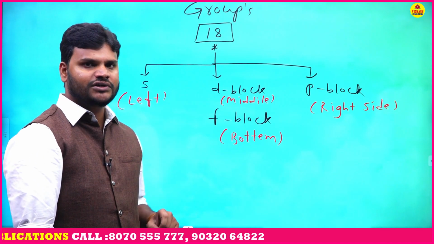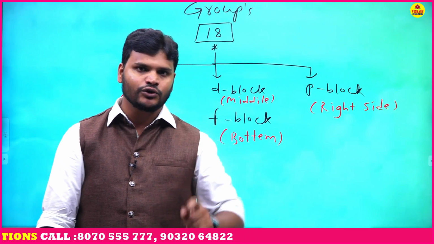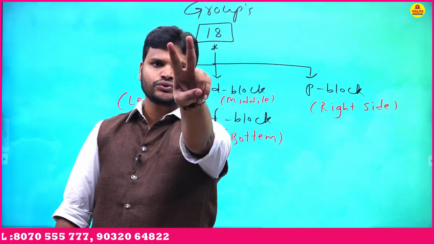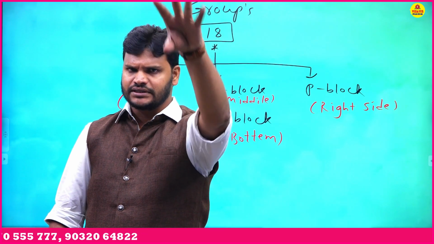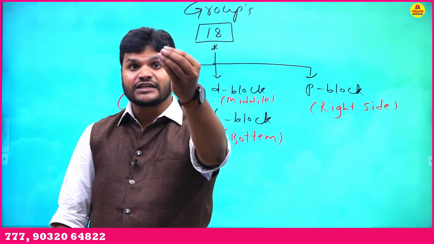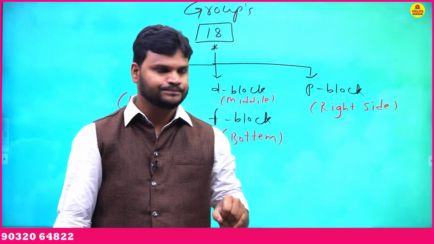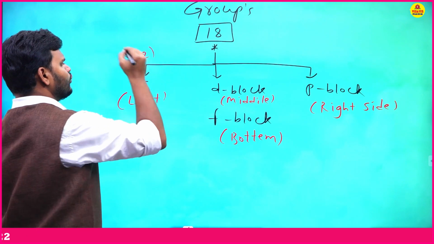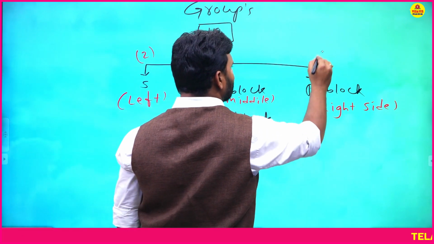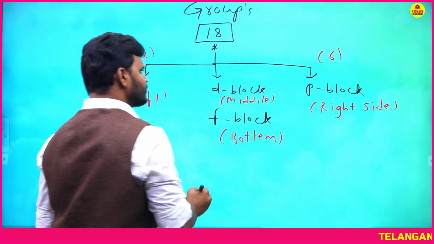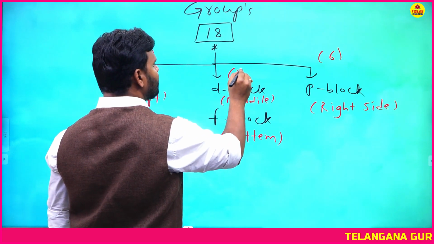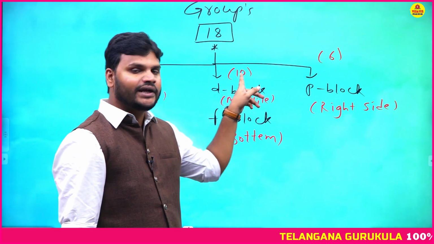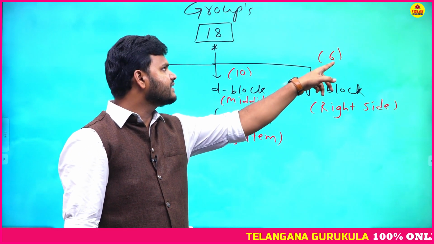Next, here you need to understand one important point. Total 18 groups. Out of 18 groups, the S block contains 2 groups. The S block contains 2 groups. But what about the P block? The P block contains 6 groups. What about the D block? The D block contains 10 groups. Total, you have to count it: 2 plus 10, 12. 12 plus 6, 18.